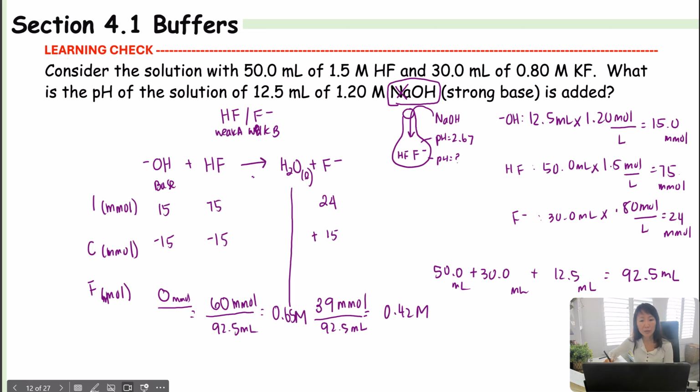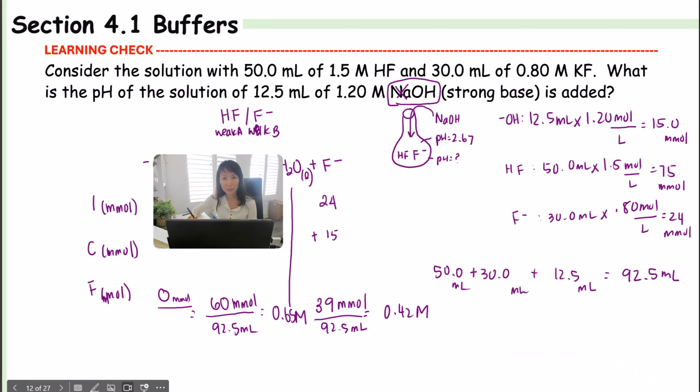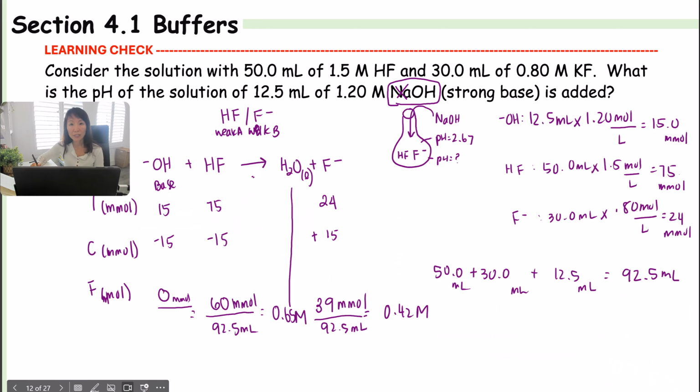Then what do we use to find pH? Hopefully you are able to say the Henderson-Hasselbalch equation, which shows the pH is equal to pKa plus log of base over acid. So we're going to go ahead and plug all these values in here and then come back and check what the pH would be.